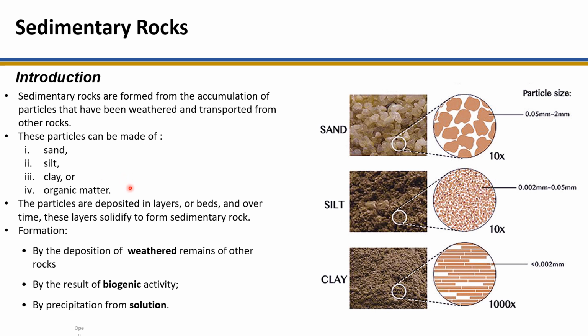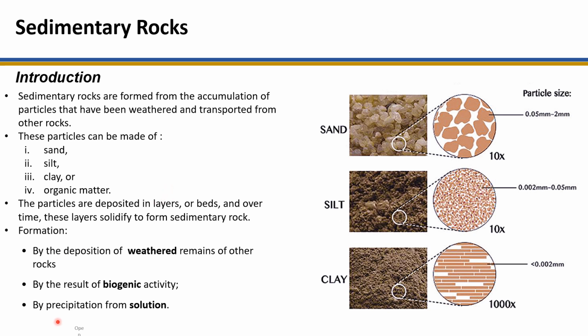One is by the deposition of weathered remains of other rocks. When rocks are weathered, they break down into smaller particles. These particles can be transported by wind, water, or ice to other locations. When the particles are deposited, they can form sedimentary rocks. Number two is by the result of biogenic activities. Biogenic sedimentary rocks are formed from the remains of living organisms, for example limestone, which is formed from the remains of marine organisms such as corals, clams, shells, or coral reef.